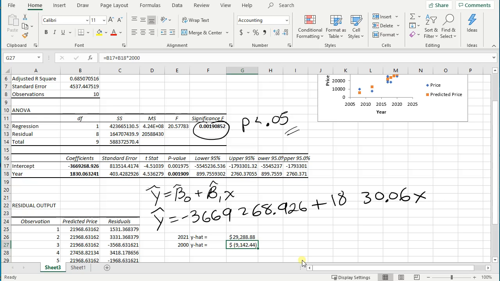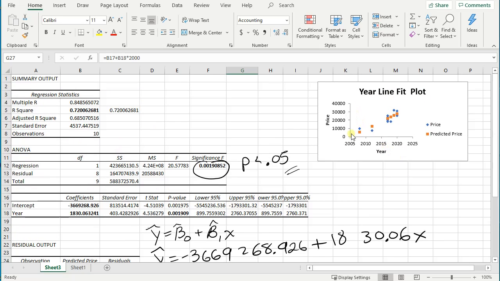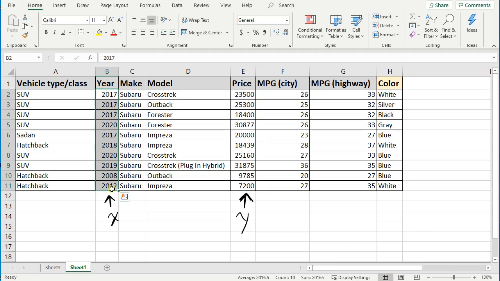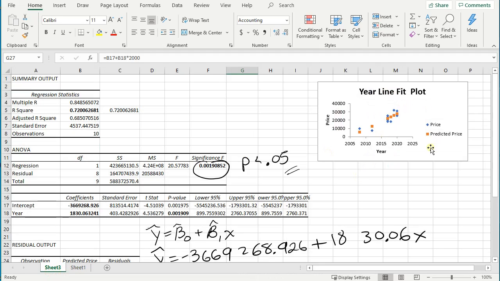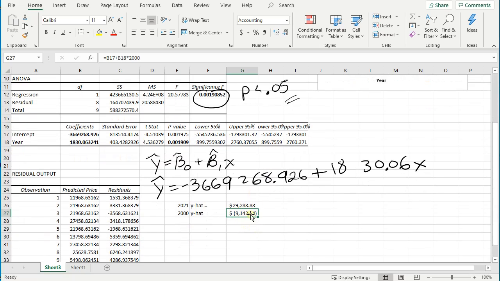But really, it doesn't make a lot of sense for a price to be negative. What's going on here is you're basically going beyond the range of your data. In my original data, I didn't have a car from 2000. When you go beyond the range of your data, the prediction gets worse and worse. That's basically what you're seeing happen here.